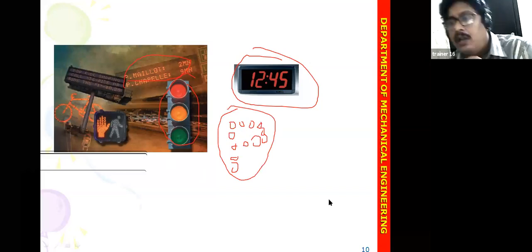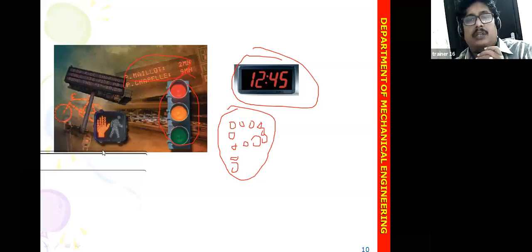Then railway timings. If you see the railway timings, and the railway station boards, very good, these are all LEDs. Those are digital LEDs. Automatically the name is displayed, and then the train number is displayed. These are all done with the help of LEDs only.